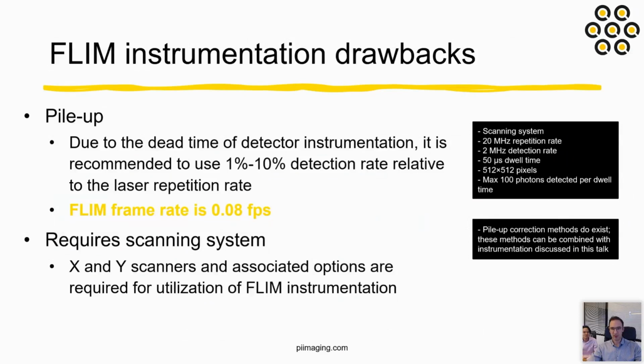And the recommended detection rate is, okay, you can have a detection rate which is 1 to 10% of your laser repetition rate. So if I use the specific parameters as given here on the right-hand side, we can see that the FLIM frame rate is approximately 0.08 frames per second. In conjunction with the pileup, then of course the best FLIM instruments have a requirement to have X and Y scanners, which is quite complex as well.